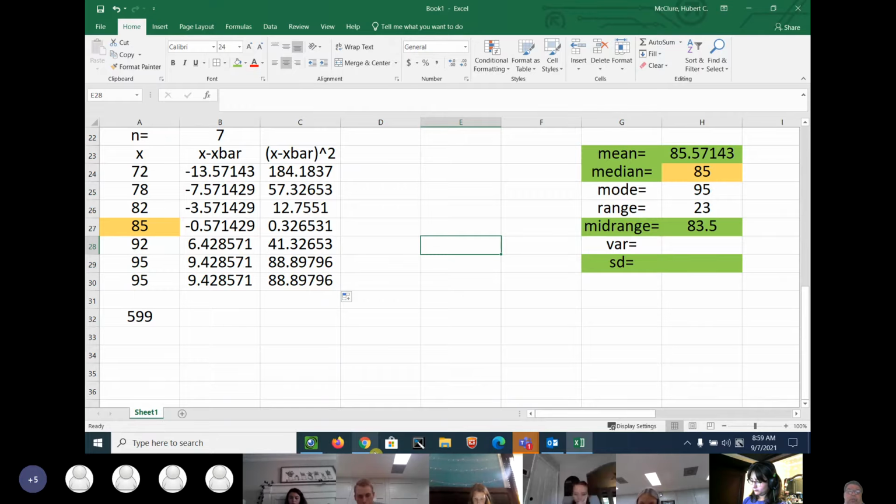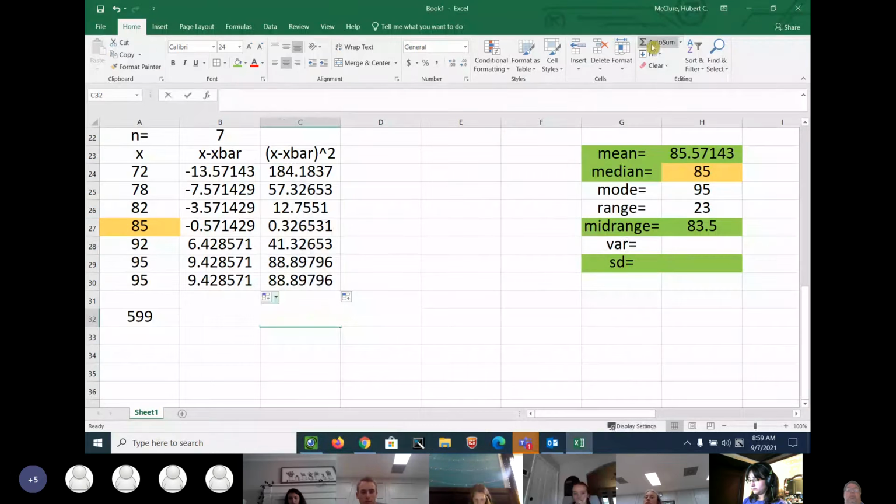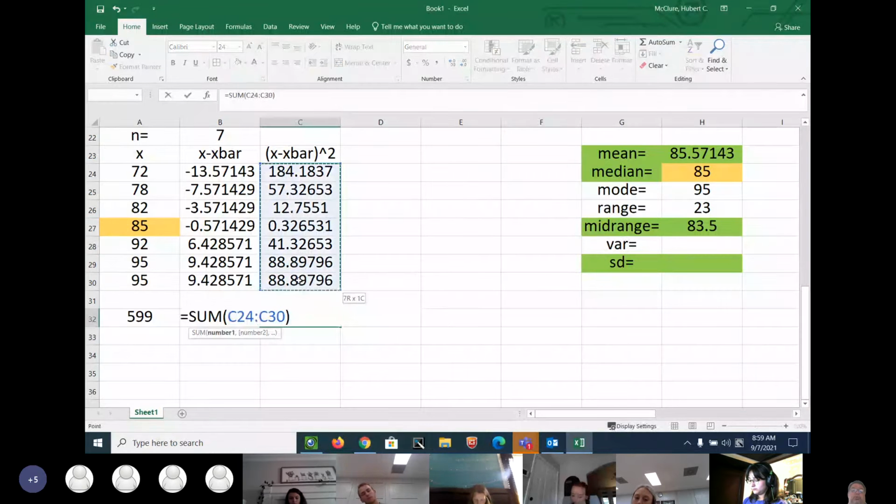And somebody tell me what we're going to do to X minus X bar after we square it. What does sigma mean? Sigma means add them all together. Good job. And that is the numerator to your formula.